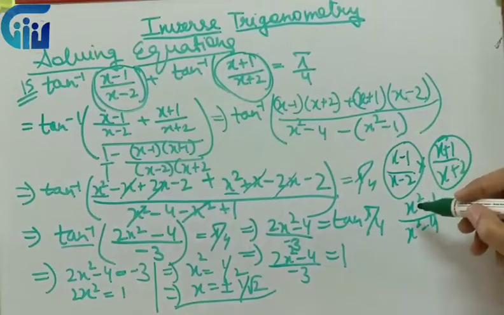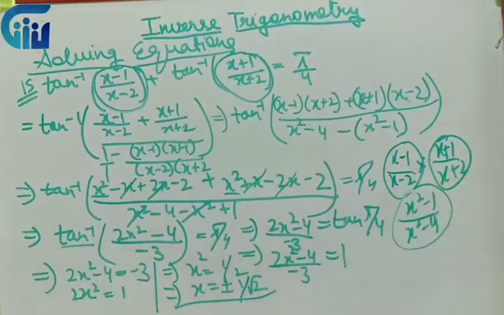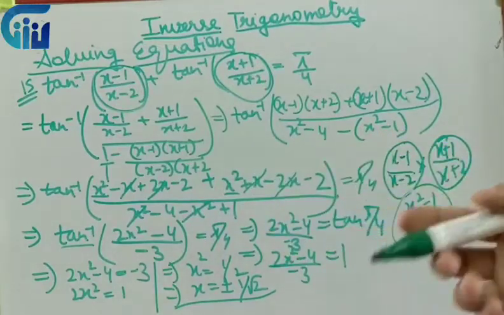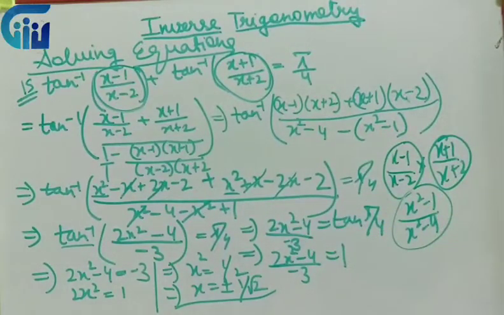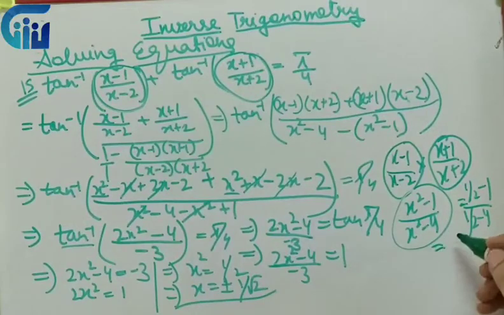So now in place of x, if I put 1 by root 2, irrespective of plus and minus, I will get the same answer. Let's see what we are getting. So if we put 1 by root 2, it will be 1 by 2 minus 1 and 1 by 2 minus 4. So if I solve this up, what will I get? It will be minus 1 by 2 and this will be 8 minus 1, minus 7 by 2.